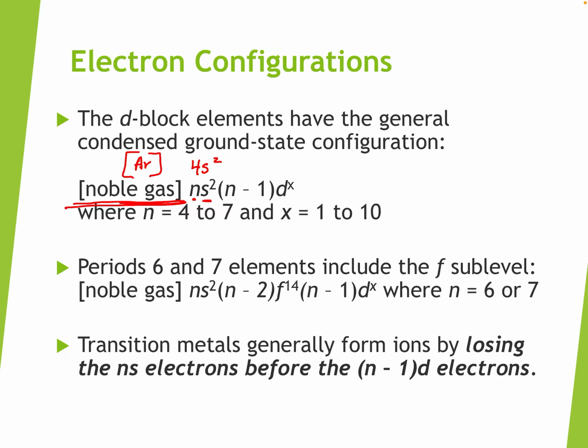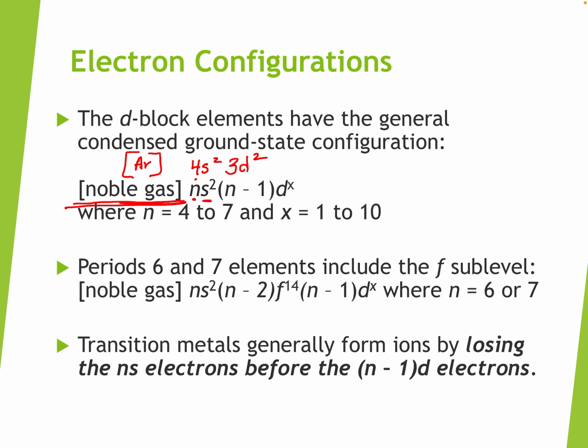And then remember, the D block is numbered differently. So if this is a 4, then that makes this a 3, and then however many over you needed to go in the D block. Let's say we were talking about titanium. So this would be 3d2.